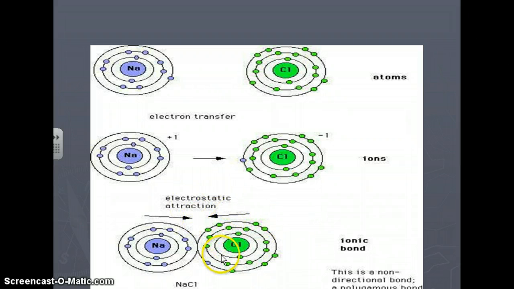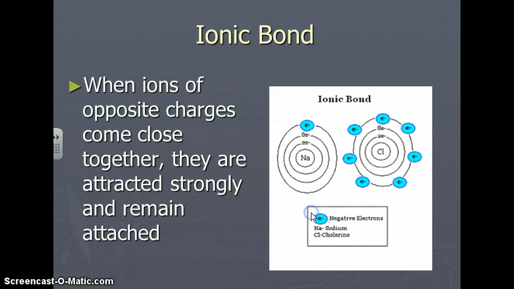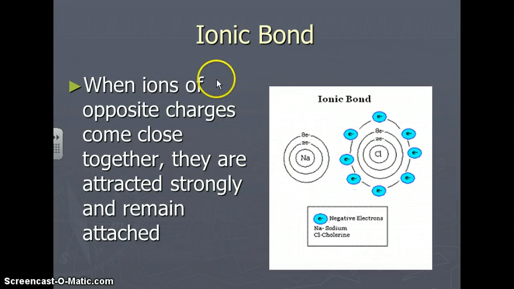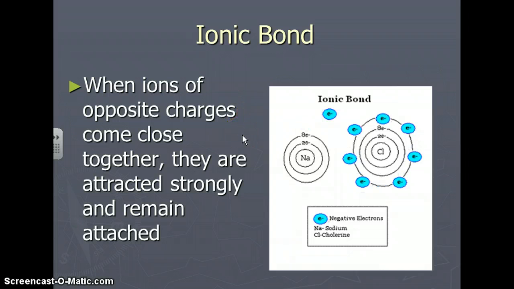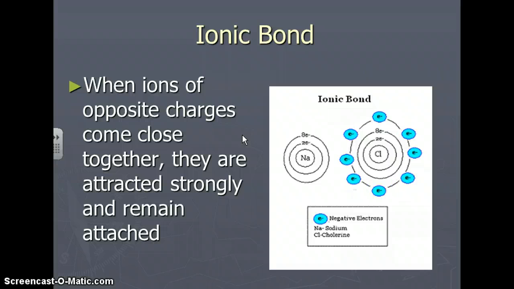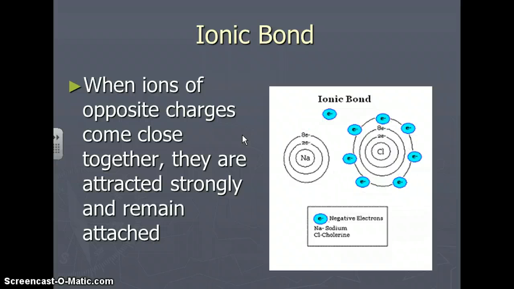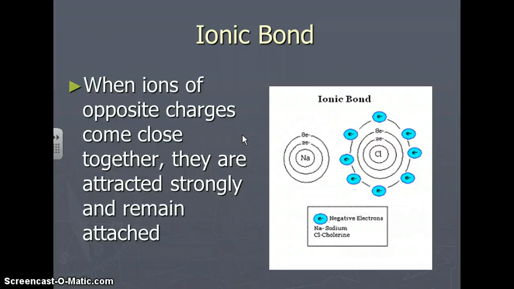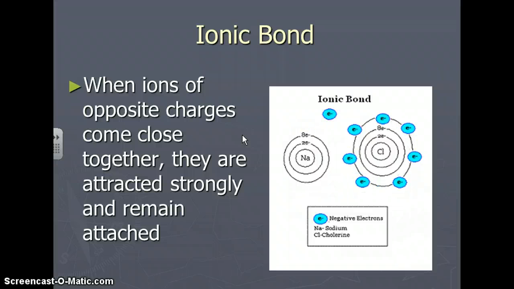Then that's going to create an attraction between the two. So one is positive, the other is negative, so they're going to attract. Kind of like opposite poles of magnets attract. So when ions of opposite charges come close together, they're very strongly attracted, and then they remain attached. And then here is a brief animation of an ionic bond showing again the Na and the Cl, the sodium and the chlorine, and what happens when that valence electron leaves.